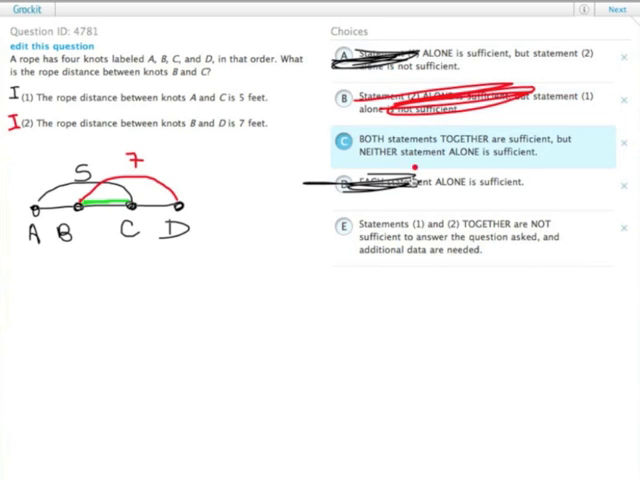We can cross off that one, and all that's left is evaluating the two statements together. So, if you don't trust yourself to look at this and say, well, without knowing these two things, we can't solve, you can still set it up as an equation. So we know that AB plus BC equals 5, right? AB and BC equals this 5. We also know that BC and CD equals 7. So we can set these up as two different equations.